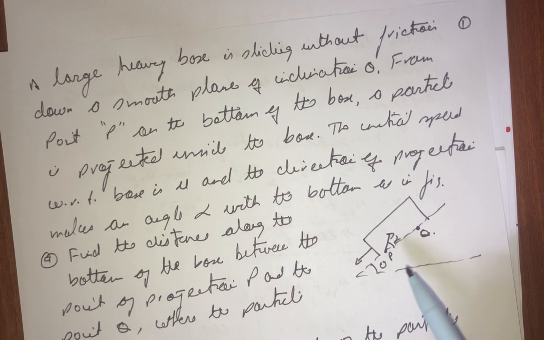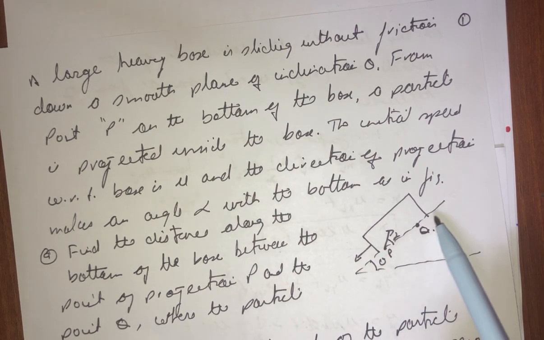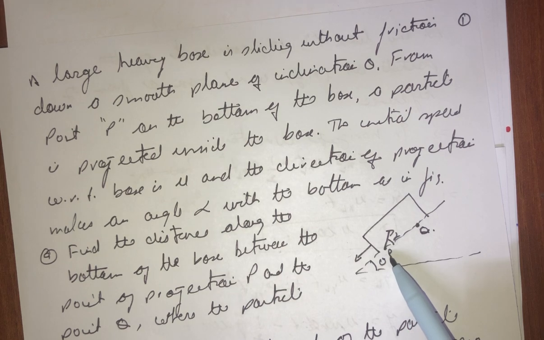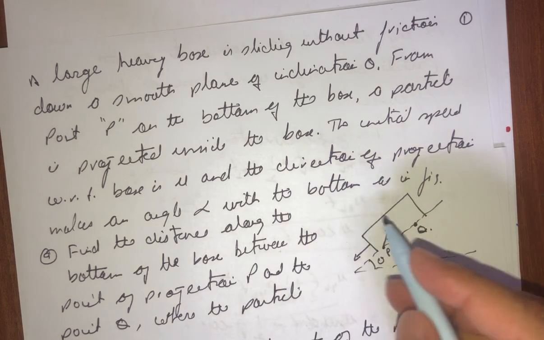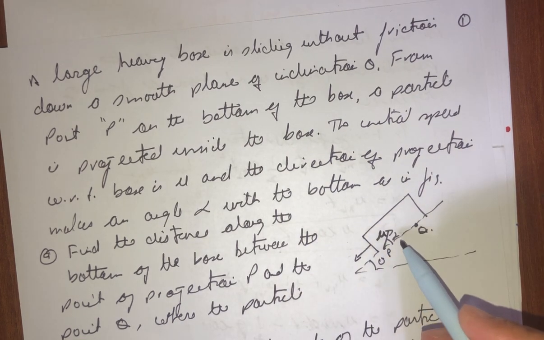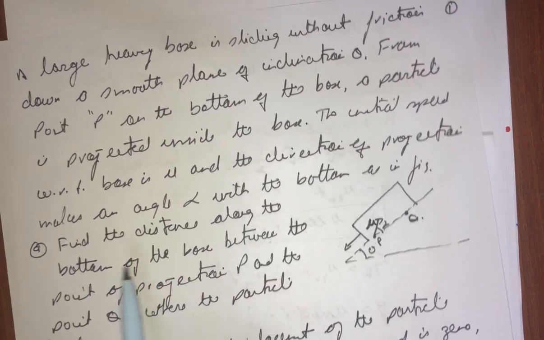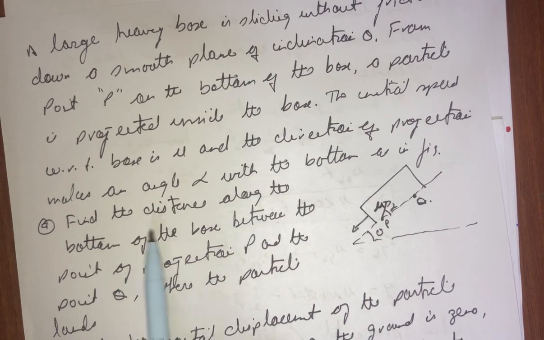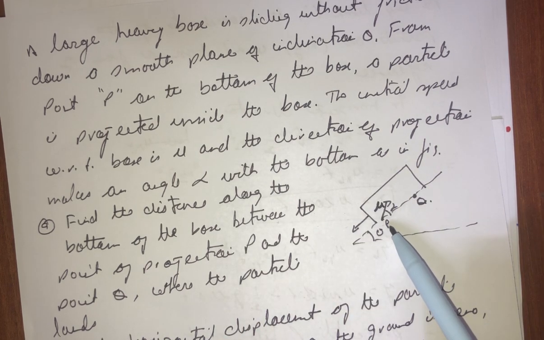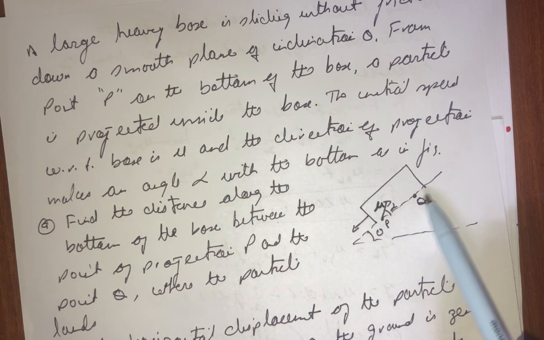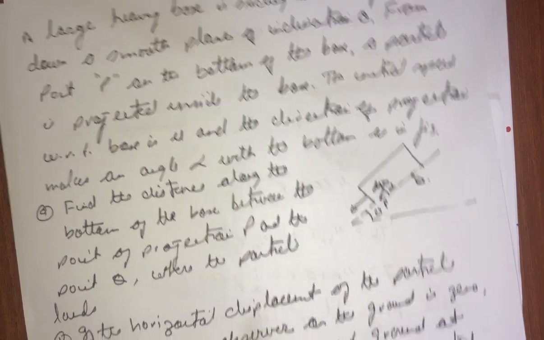So this is a box which is on an inclined plane whose angle is theta. A particle is projected from point P with initial speed u and angle of projection alpha. So here we are going to find out two things. First, find the distance along the bottom of the box between the point of projection and the point Q where the particle lands. So the particle is projected from point P and it lands at point Q. We are going to find out what will be the distance PQ.